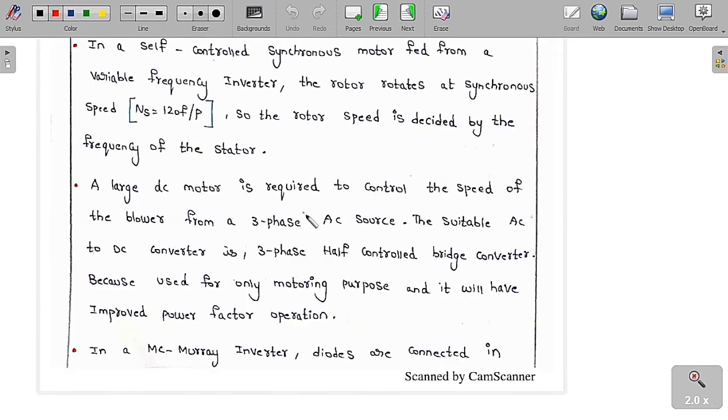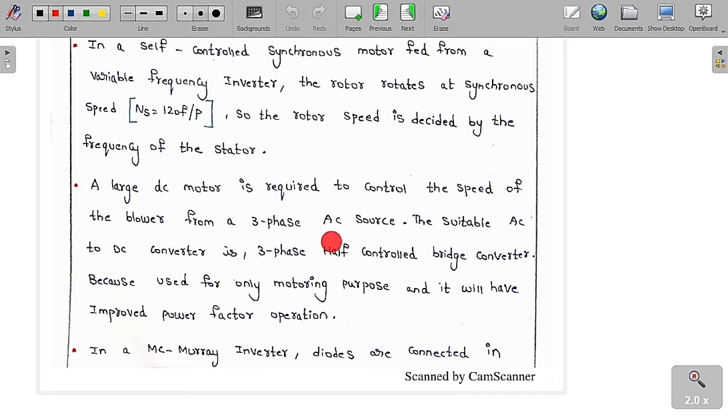A large DC motor is required to control the speed of a blower from a three-phase AC source. The suitable AC to DC converter is a three-phase half-controlled bridge converter, because it is used for only motoring purpose, and it will have improved power factor operation.